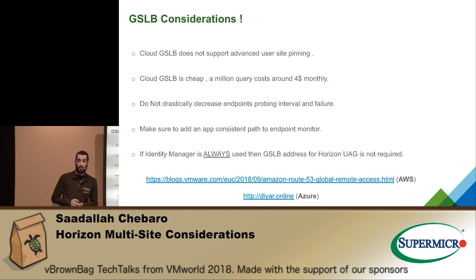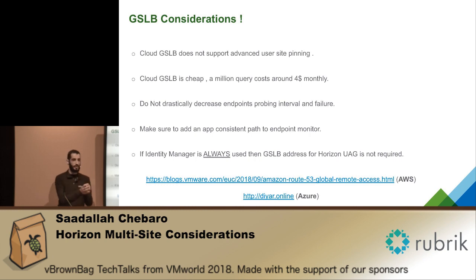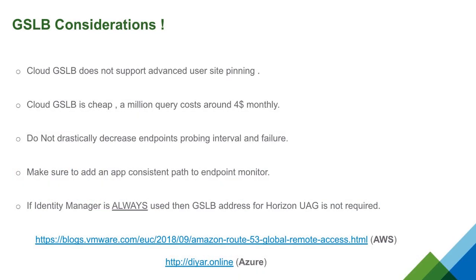So Cloud GSLB does not support user pinning, right? How can I determine which user goes to which site based on their Active Directory user or group? That is not possible with cloud. With F5 and Netscaler, it is possible, but not out of the box. You have to do some content switching, and you have to do some advanced URL rewrites to achieve that. With cloud, it's not possible.